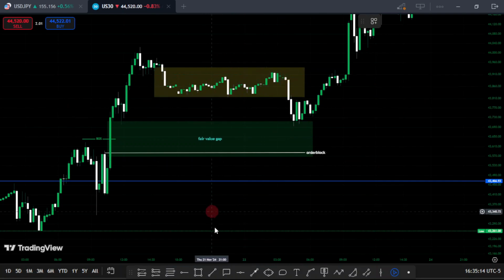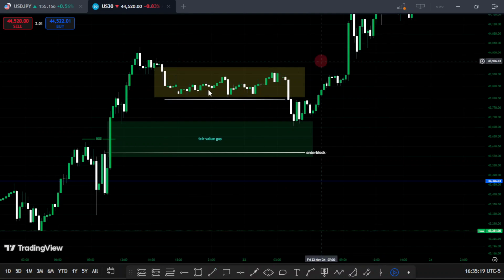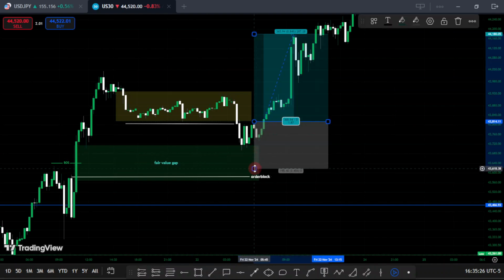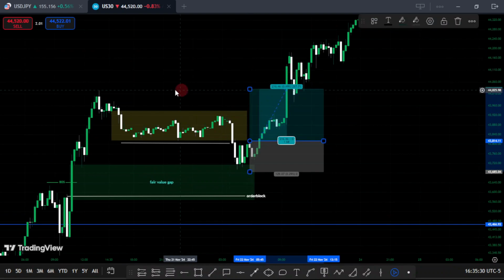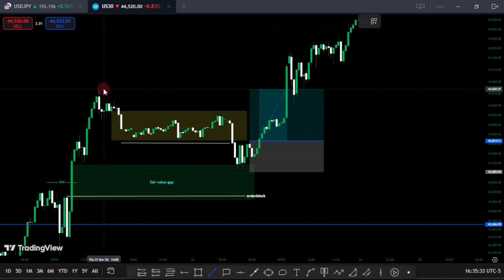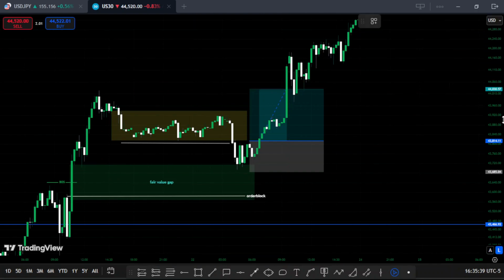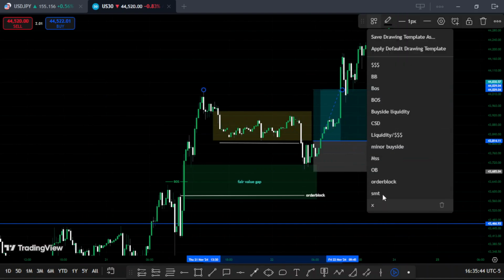There was liquidity lying here, price swept it, and then price fills the fair value gap, and this is where we enter a long position. We place our stop loss below this, and then we want to target the previous break of structure or the previous swing high, which is going to be here. We mark this as our break of structure, just the same thing that we were analyzing.